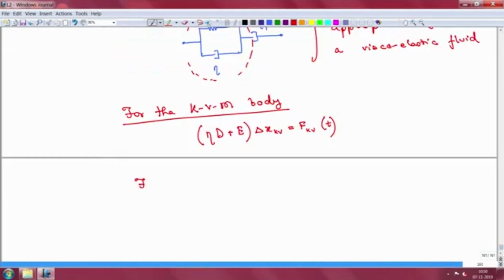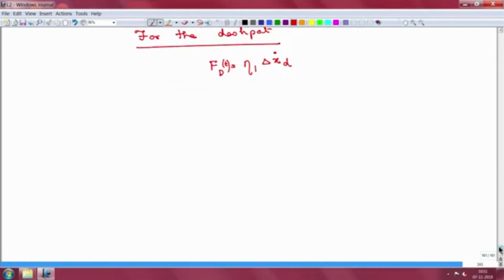For the dashpot, so we are just using the same methods, right. So you understand that when I say delta x kV, then that means the displacement in the Kelvin-Voigt body, right. So none of that has changed. So when I am using that, you can understand that this force again is the force in this particular subsystem. Okay. So for the dashpot, you again now have F d equal to eta 1 delta x dot d, right. And now we have to figure out what are the relationships between the different quantities.